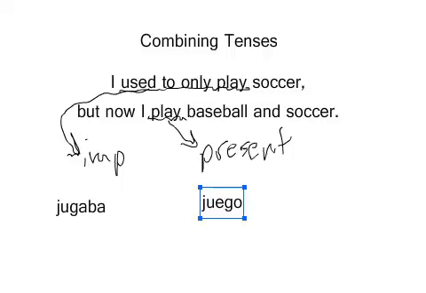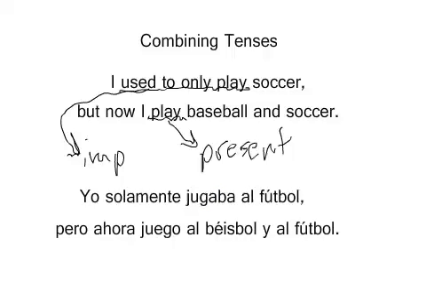Then the only thing we have left to do is fill in the rest of the sentence. You may not know all the words for this, but let's take a look at it anyway. Yo solamente jugaba al fútbol, pero ahora juego al béisbol y al fútbol. So one long sentence. Again, the imperfect tense here for I used to play, jugaba, and the present tense for now I play.